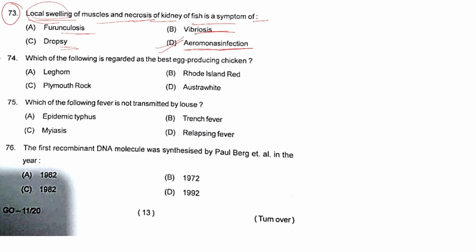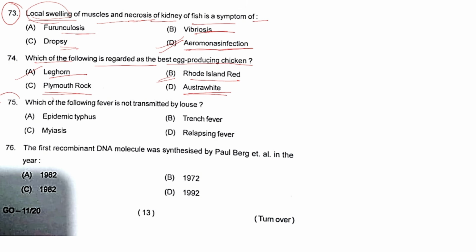Next, question number 74. Which of the following is regarded as the best egg producing chicken? So the best egg producing chicken is option A, that is Leghorn. Option B, that is Rhode Island Red. This is used for dual purpose, both for egg as well as meat. Then option C, the Plymouth Rock. This is also used for dual purpose, that is meat as well as egg. And Austra White is used for moderate production.